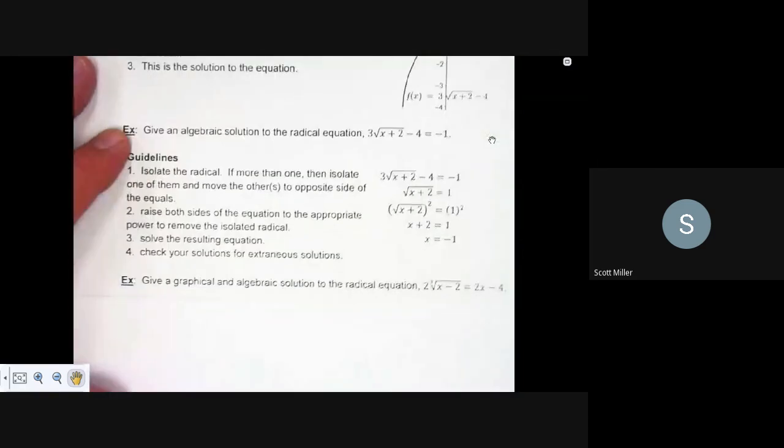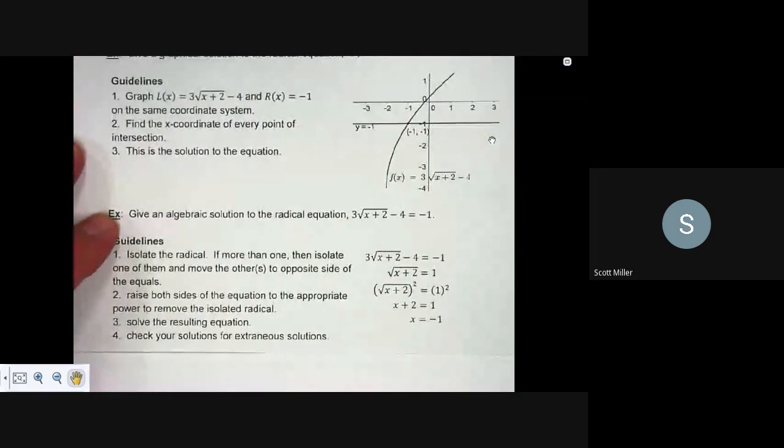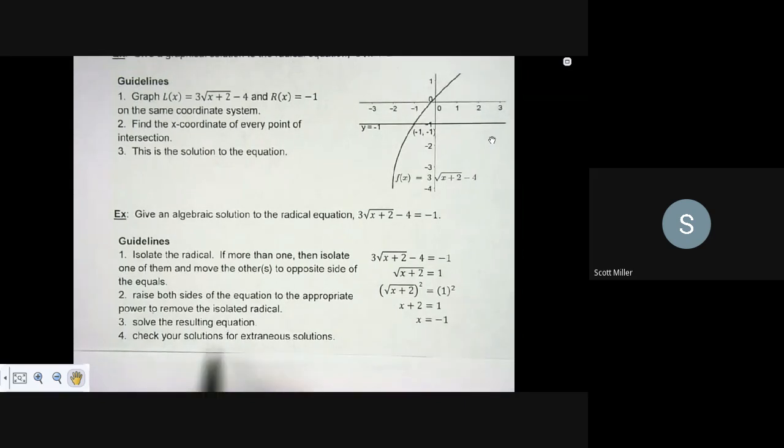Okay, so here are the notes that I have written out that I want you to look at for guidelines for graphing and guidelines for solving. Notice in here, isolate the radical, but if I have more than one, then I need to isolate only one of them and move the other to the opposite side. Then raise both sides to the appropriate power, solve. If I have more than one radical after I raise it to the power, then I keep going until I have no radicals left. Always check to make sure your solutions are true, that they are not extraneous. And this is how this works.